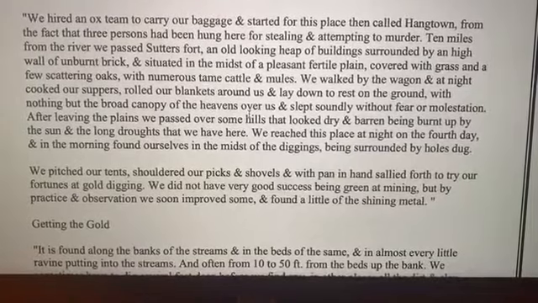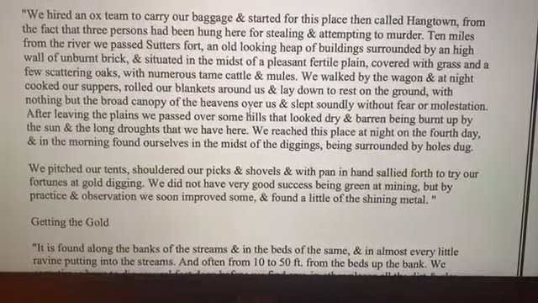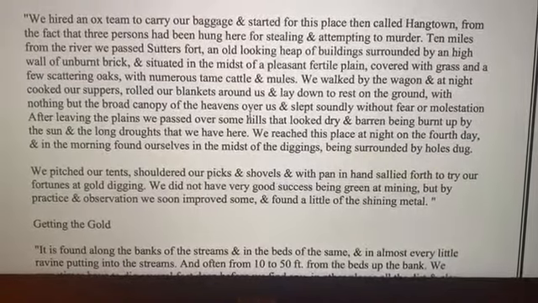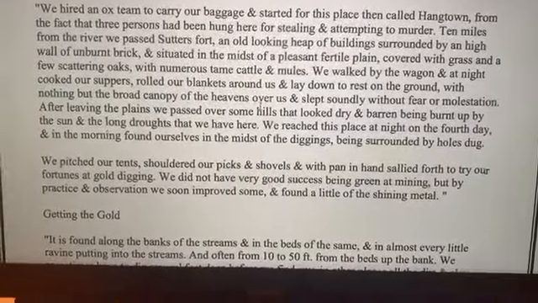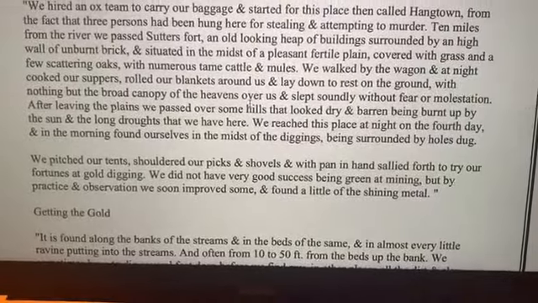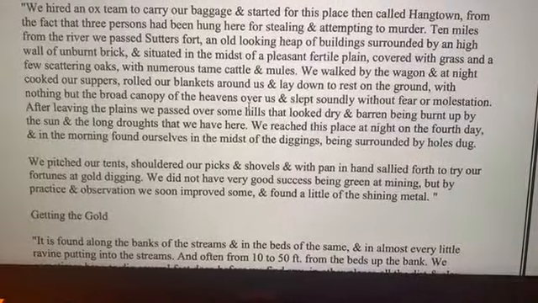We walked by the wagon, and at night cooked our suppers, rolled our blankets around us, and lay down to rest on the ground, with nothing but the broad canopy of the heavens over us, and slept soundly without fear or molestation.